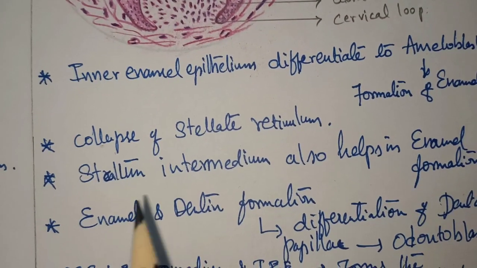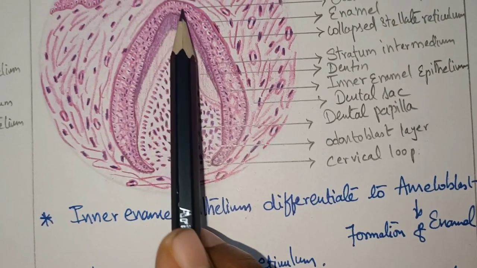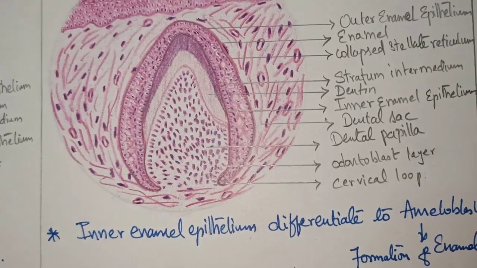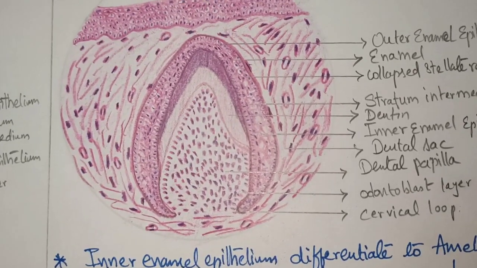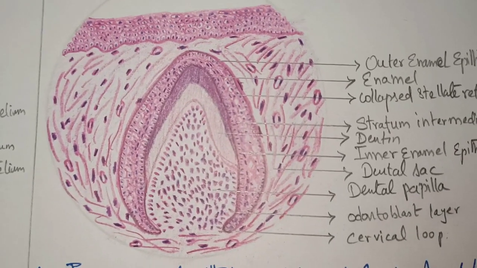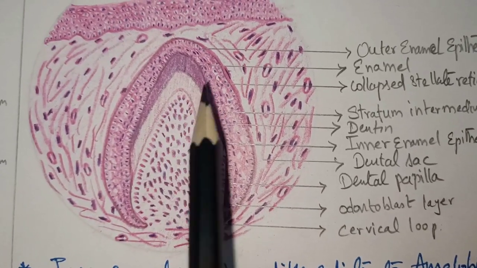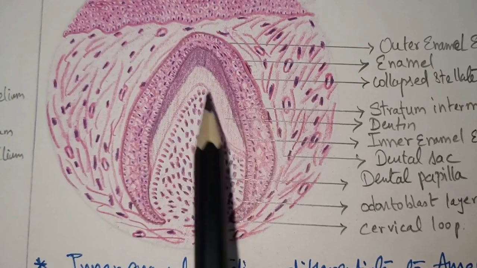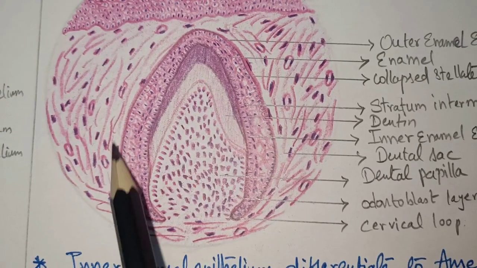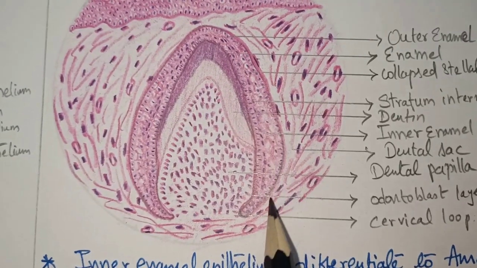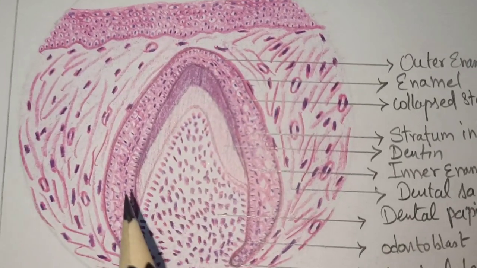Okay, and above the cell layer of the inner enamel epithelium is your stratum intermedium, that helps in the enamel formation. Okay, then from the inner enamel cells, your enamel formation takes place. First layer is your dentin formation. After that only your enamel formation takes place, and this portion is surrounded by your outer enamel epithelium. That's the covering, that is nothing but your cuboidal cells.